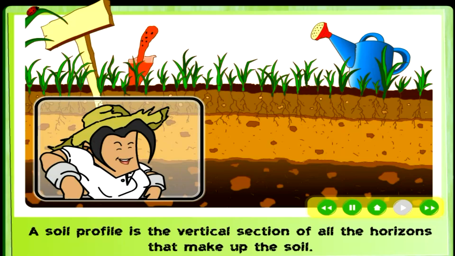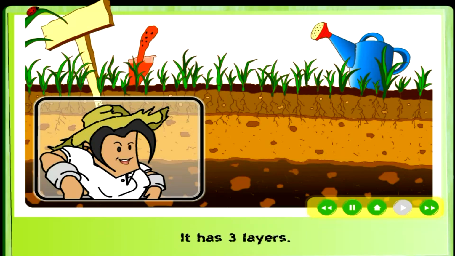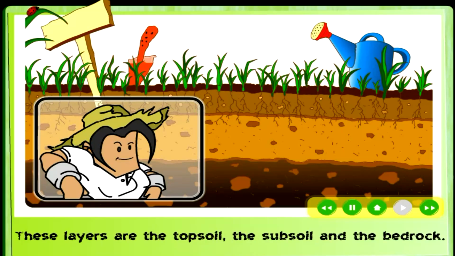A soil profile is the vertical section of all the horizons that make up the soil. It has three layers. These layers are the topsoil, the subsoil, and the bedrock.